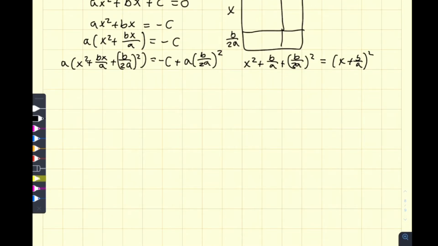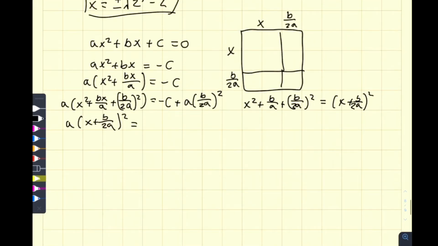So now doing this problem, we have to tidy this up. We have to substitute now. So this will be a times x plus b over 2a, sorry, I forgot to write it here, squared, equaling negative c plus a b squared over 4a squared, because this is also just saying that b over 2a is being multiplied by b over 2a.